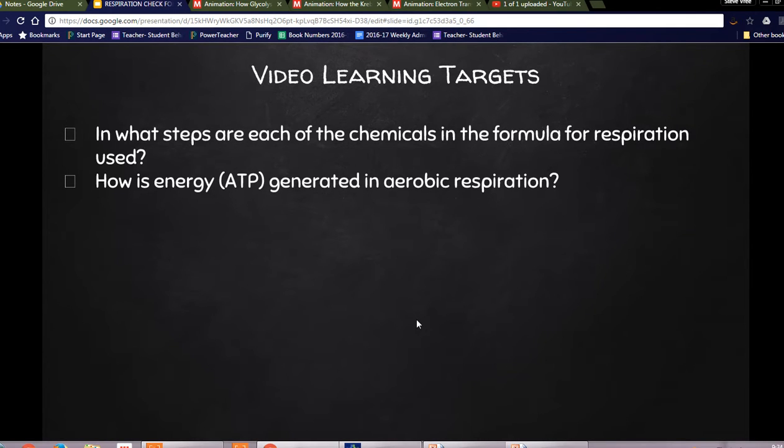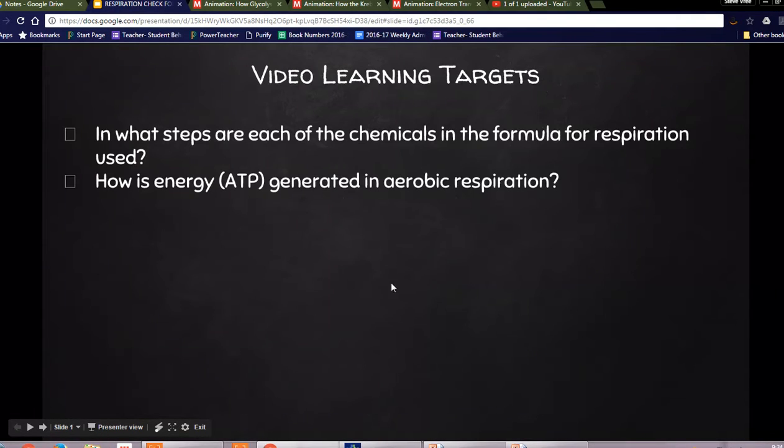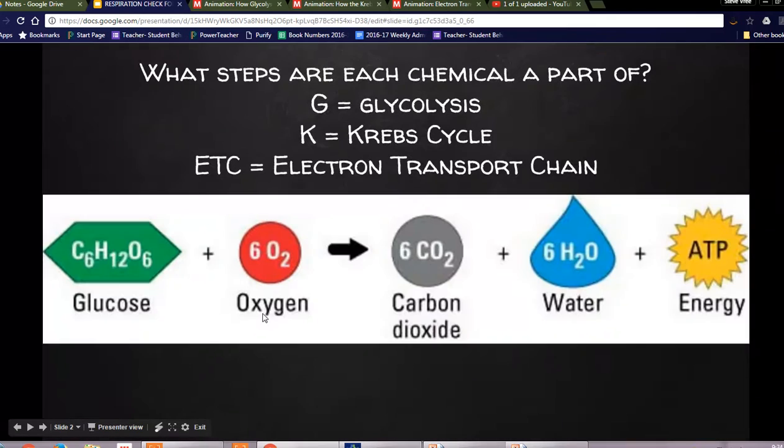I'd like you to get your notes out and watch some animations to recap what we learned yesterday, which are the 3 steps of aerobic respiration. At the end of the video, I'm going to put this slide up, and you need to be able to label which part of respiration, glycolysis, Krebs cycle, or electron transport chain, each of these chemicals in the formula for respiration are either used on the reactant side or produced on the product side. Also, I want you to focus on how or how much and where the ATP is generated.